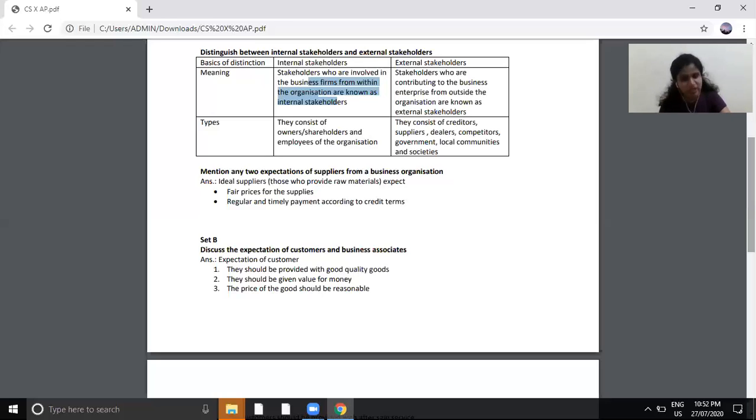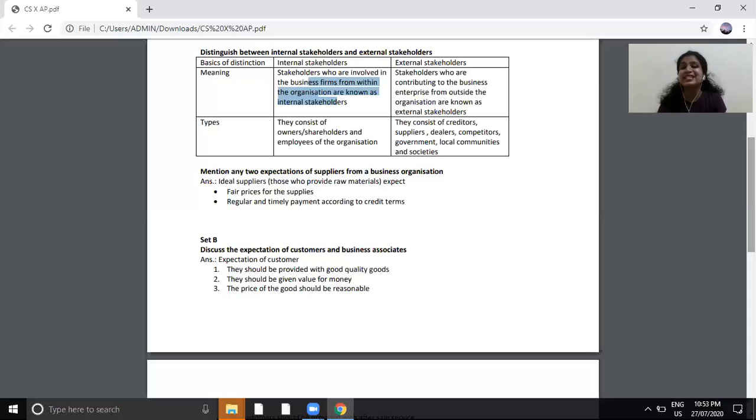Again, you have a choice, not necessarily you attempt 2A only. You may have attempted 3A or 4A. Whatever question you have attempted, just make sure you've written the correct question number and the sub-question number. Now, since we're solving question 2A, we'll write 2A. The question goes, discuss the expectation of customers and business associates.